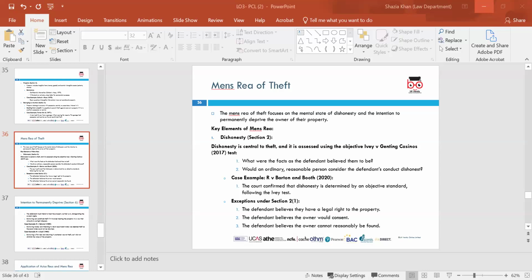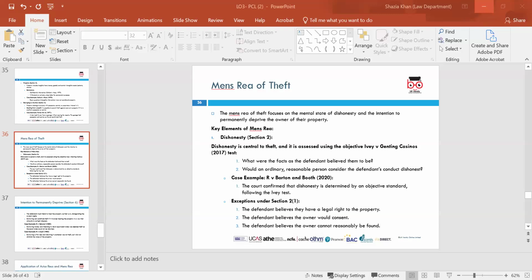The Ghosh test required the jury to ask themselves two things. Was what the defendant did dishonest according to the standard of a reasonable and honest person? And secondly, if so, did the defendant realise that reasonable and honest people would regard what he did as dishonest? The Ghosh test was highly criticised over the years, and critics believe that there should be more guidance and that juries might apply the test in different ways.